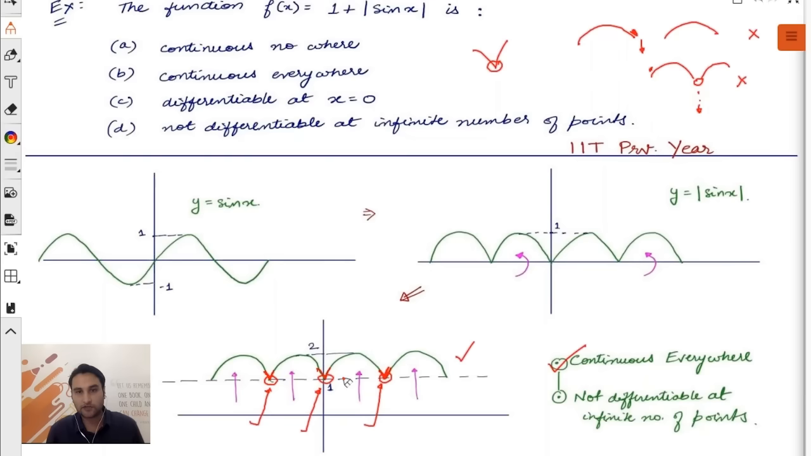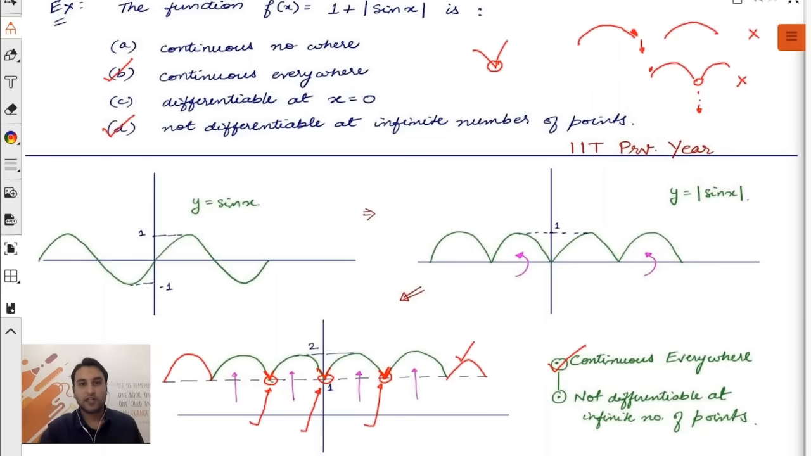So how many sharp corners will be there in this graph? Infinite. Hence, the function is continuous everywhere and it is not differentiable at infinite number of points. That's it. Did you write any equation? No. If you solve it algebraically, it will take a lot of time. If you do it graphically, it is verbal. That is why you are learning functions graphically.